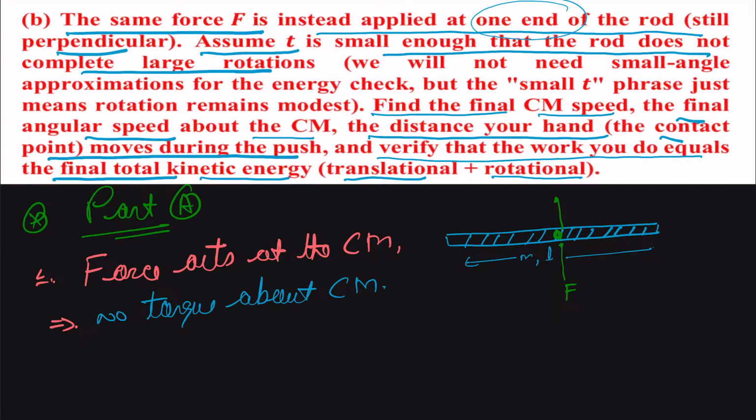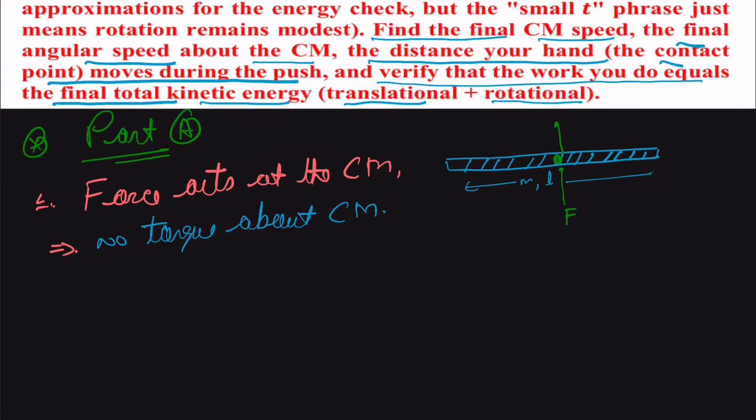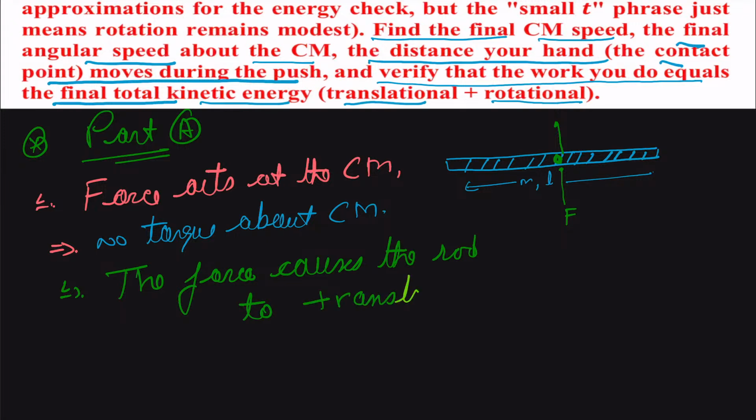And so it means the force is going to result in the rod's motion constituting only translation without rotation. Therefore we can say the force causes the rod to translate without rotation.